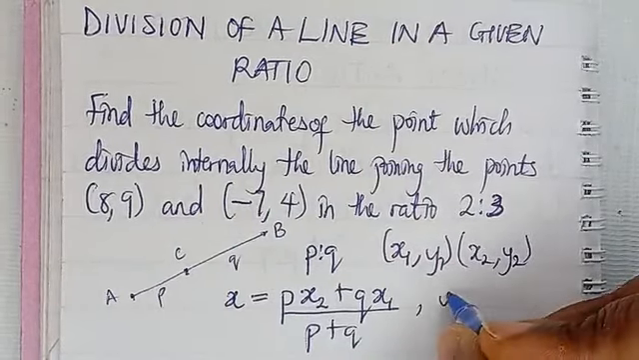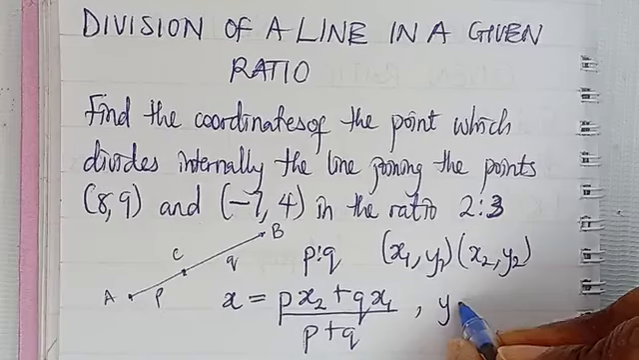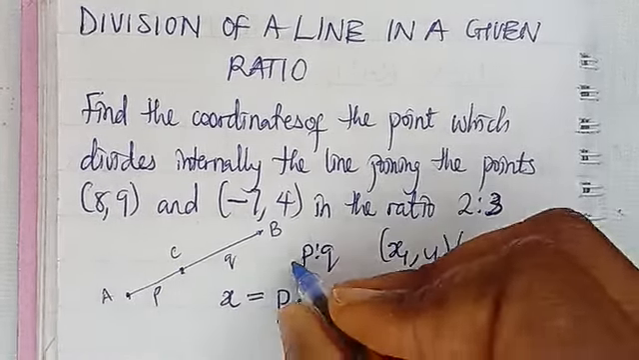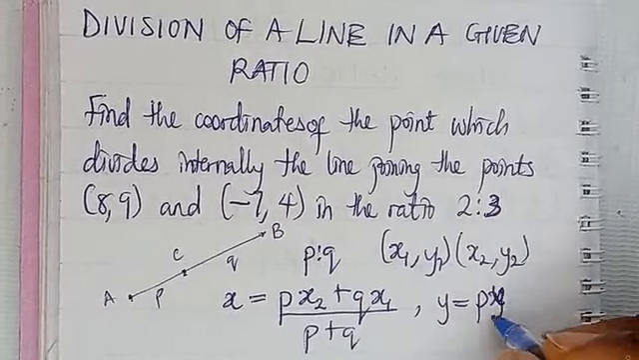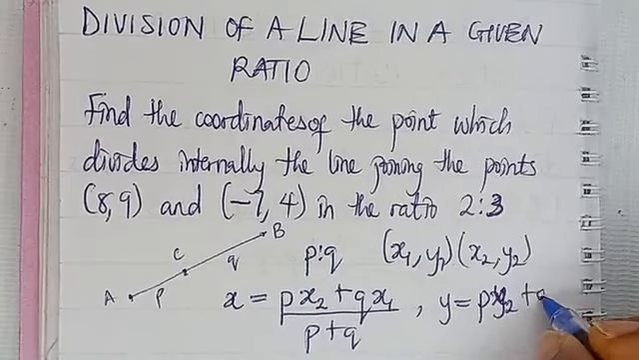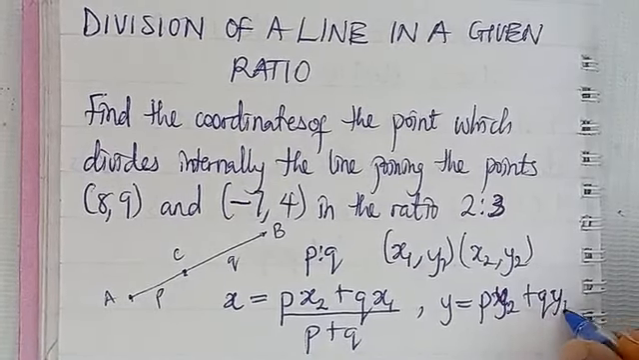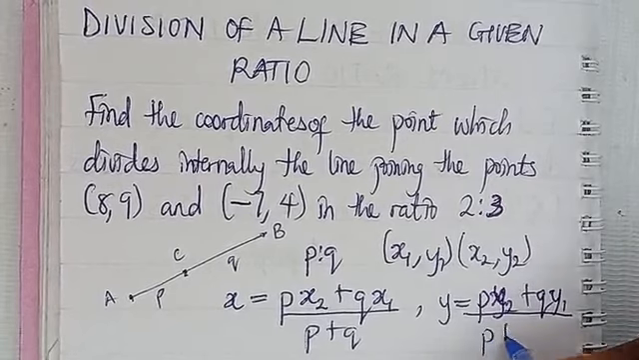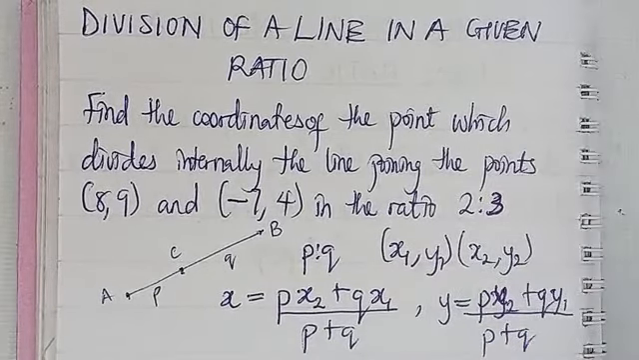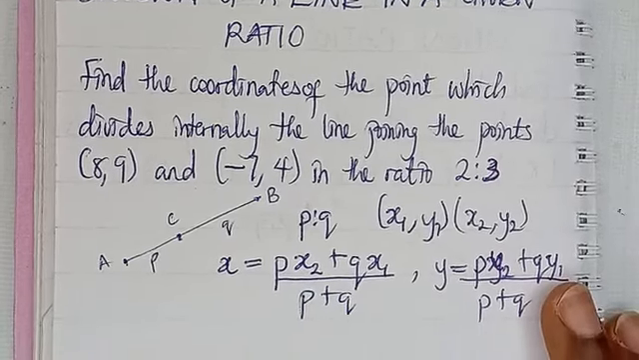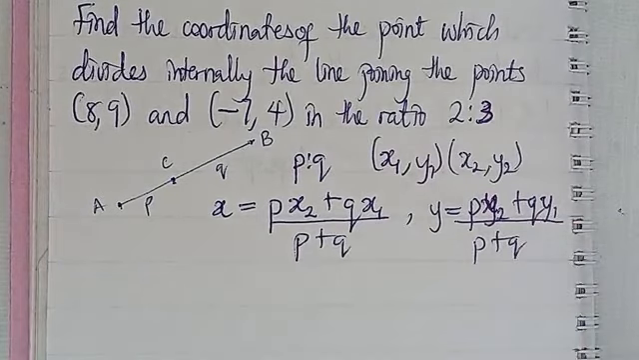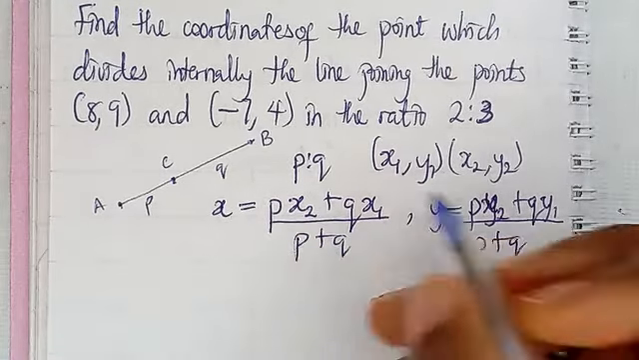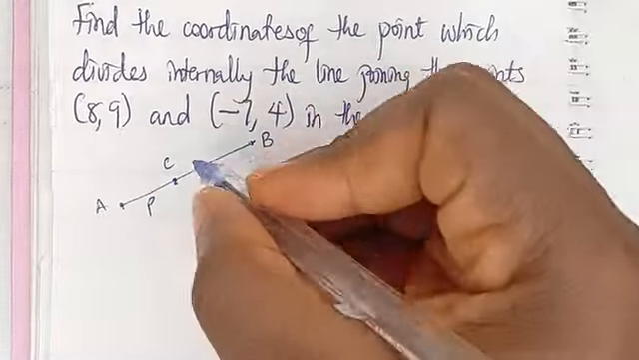And then for y, we would have P multiplied by y2 plus Q multiplied by y1, over P plus Q. As simple as that. I know it might look overwhelming now, but when we start applying it, you'll see how simple this is to remember. This will give us the coordinates of that point C, (x, y).